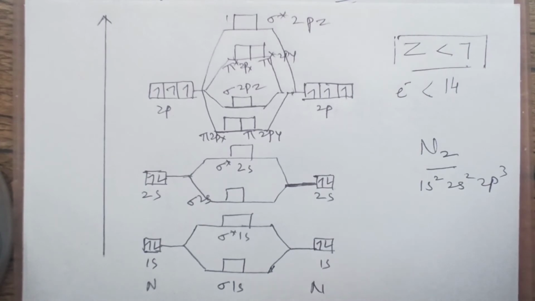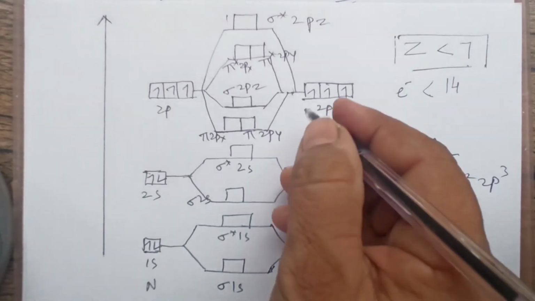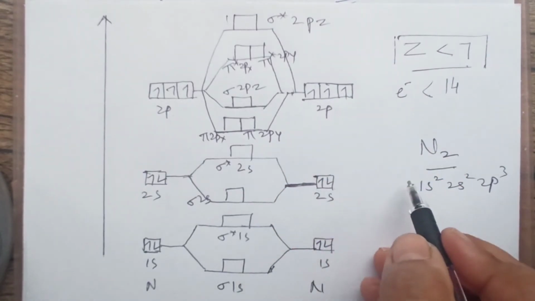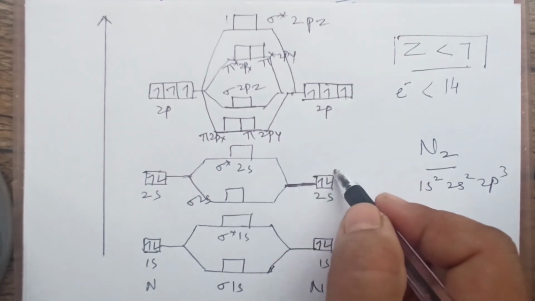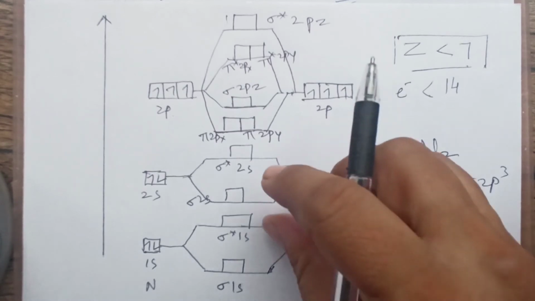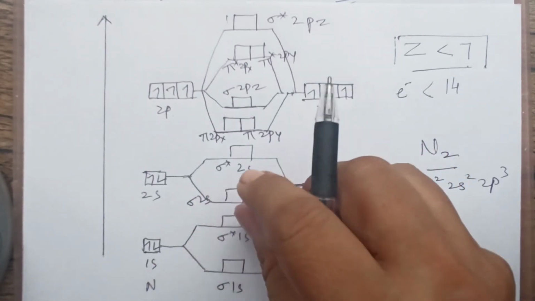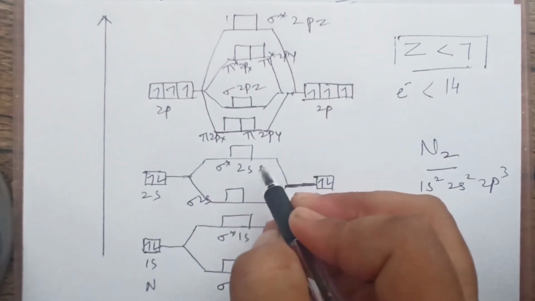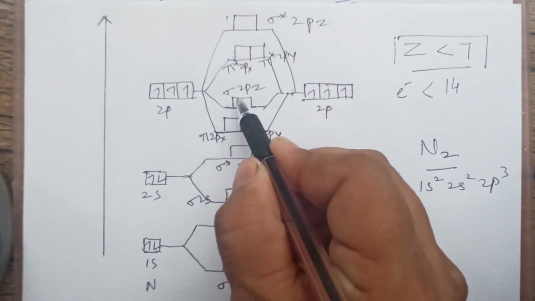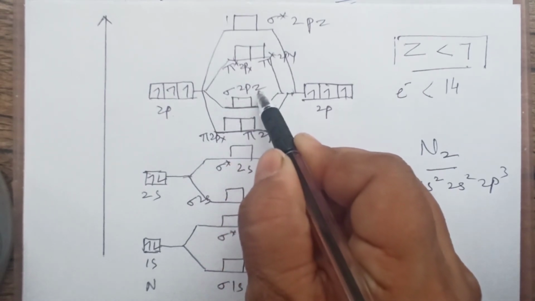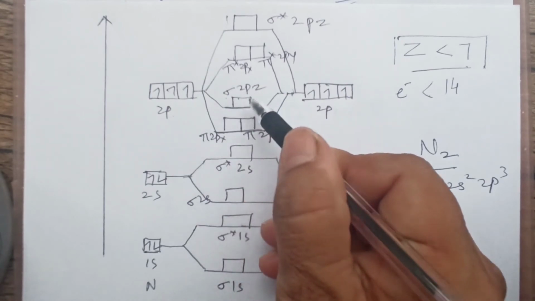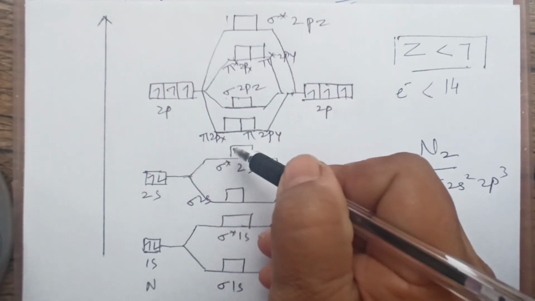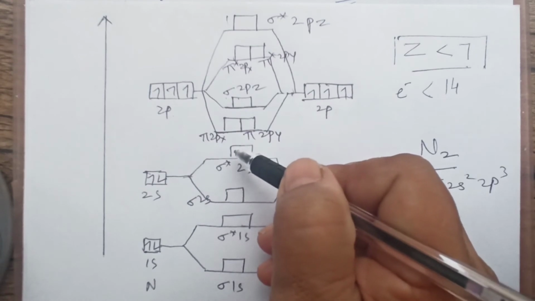Now why is this the order? Because till nitrogen, the energy gap between 2s and 2p is very small. So there is almost mixing of the atomic orbitals. Because of the mixing of the atomic orbitals, the electrons in this sigma 2pz get more repulsion, and they go up. It should actually be sigma having less energy. That is the first bond formed.